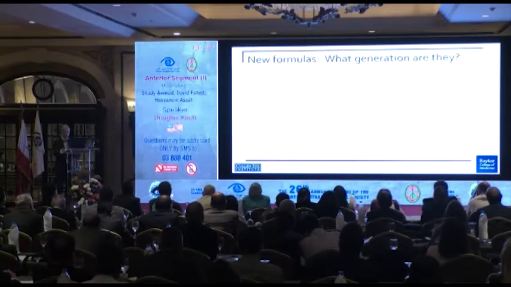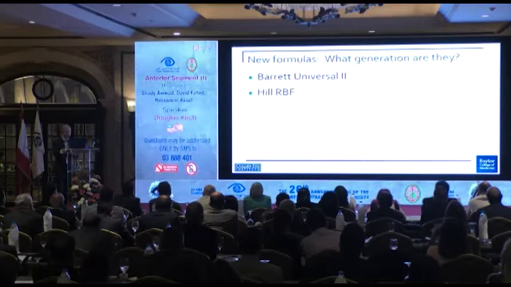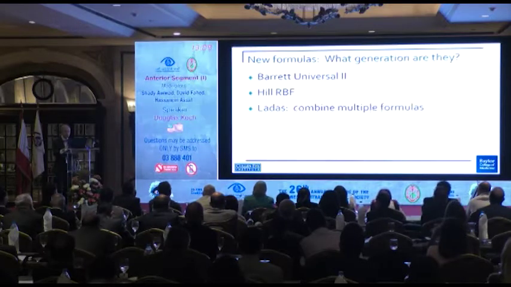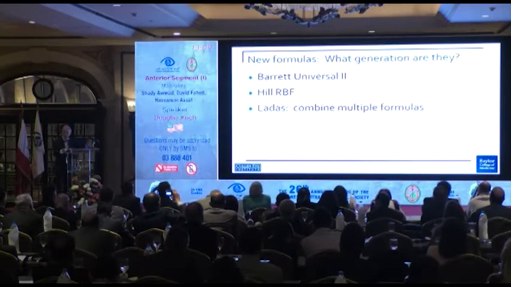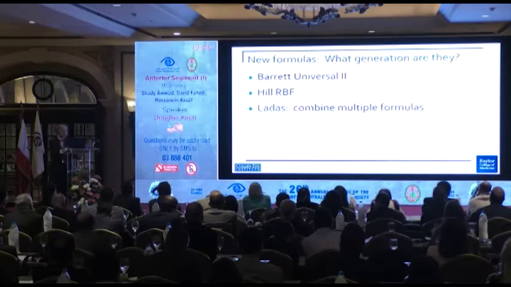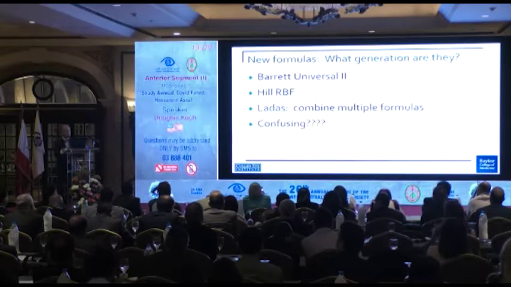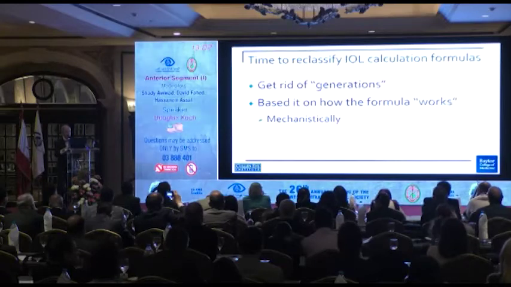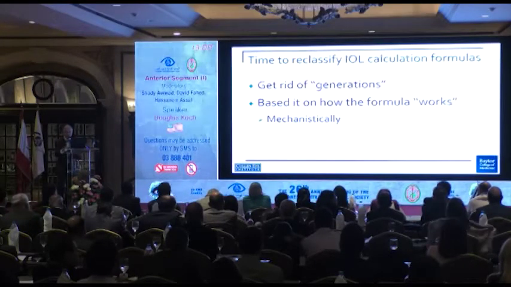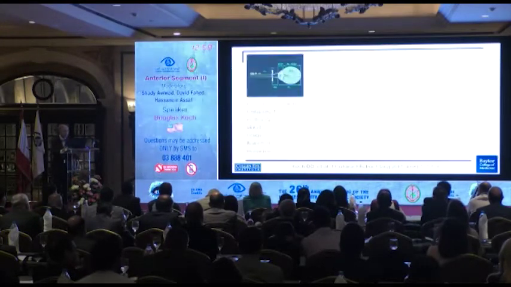So we have all these new formulas, and we typically describe them as generations, first generation, third, fifth generation. Well, what generation is the Barrett Universal? What generation is this? And the Lattice formula. There are these new formulas, and I think the generation categorization is really confusing. So I think we should get rid of it, and we should talk about the formulas by how they work mechanistically.